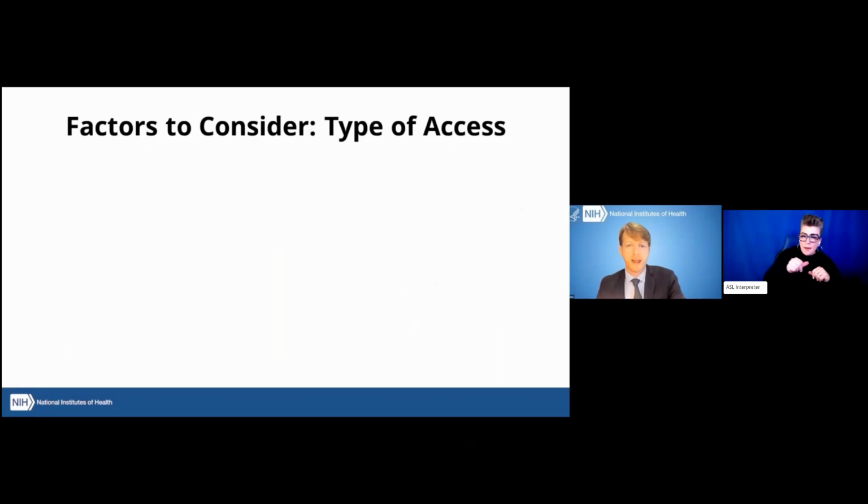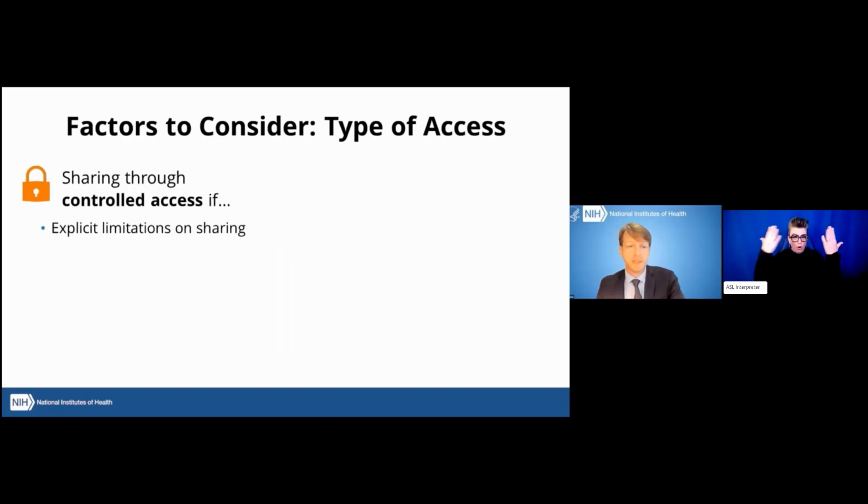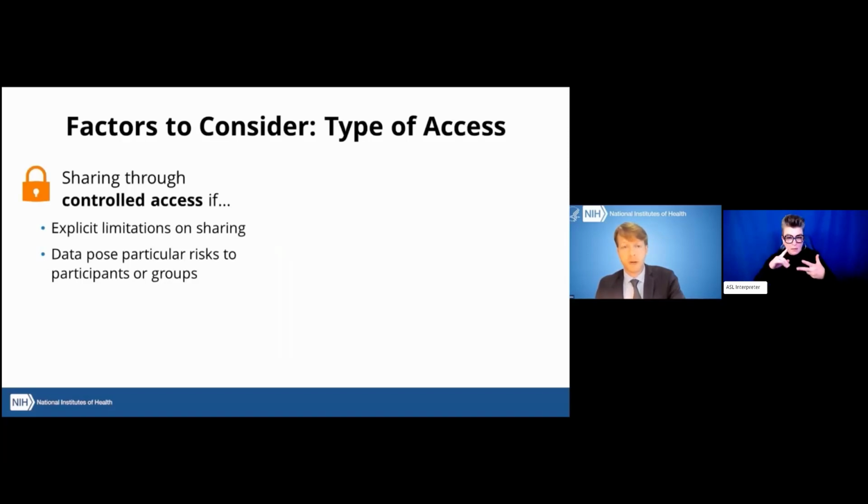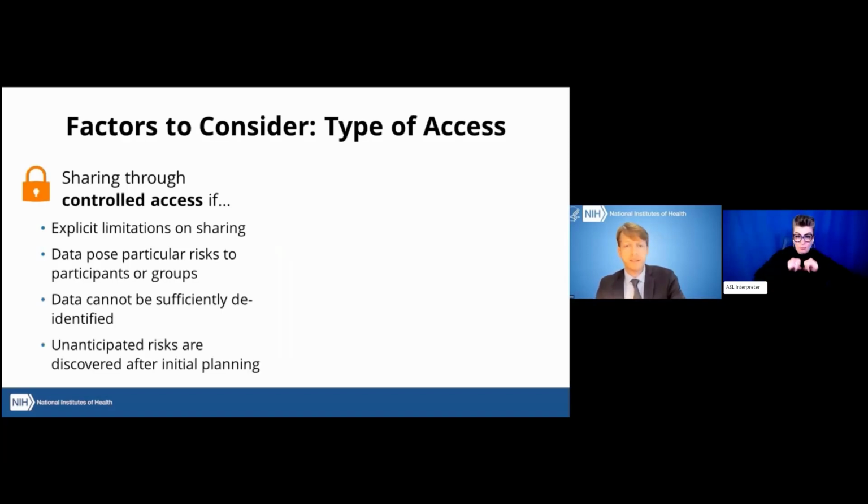Factors to consider for whether access to scientific data should be controlled include if there are explicit limitations on subsequent use, such as for laws, informed consent, or agreements. If data might be considered particularly sensitive due to the ability to cause individual or group harm. If data cannot be de-identified to the standards described in the best practices and the possibility of re-identification cannot be sufficiently reduced, or if previously unanticipated methods or technologies emerge that might pose risks to participant privacy.